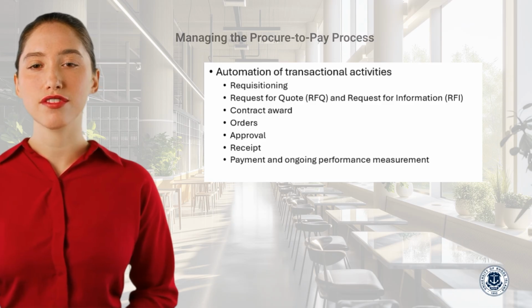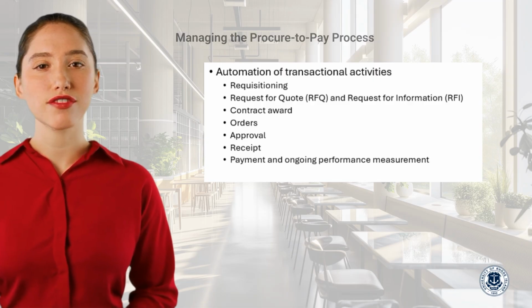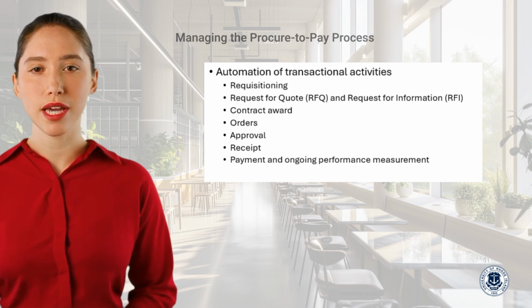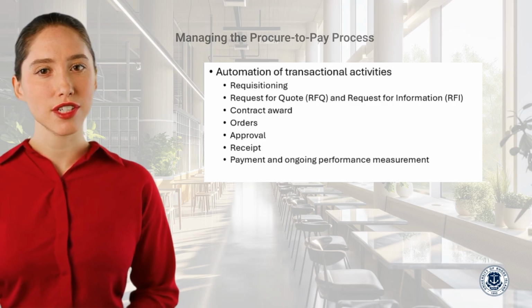Automation is essential for efficient P2P processes. Modern tools streamline requisitioning, RFQs, contracting, approvals, receipts, invoicing, and performance measurement. Automated P2P reduces cycle time, cost, and error while improving transparency.